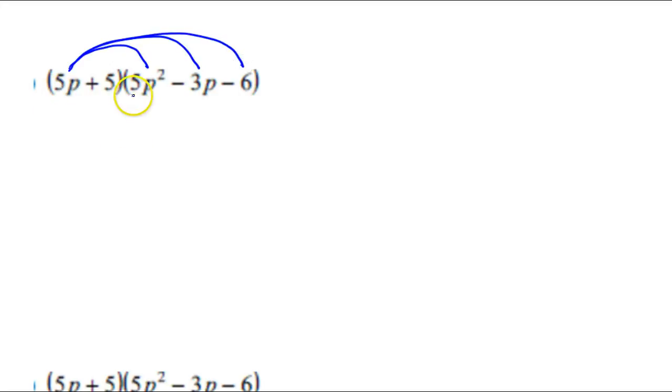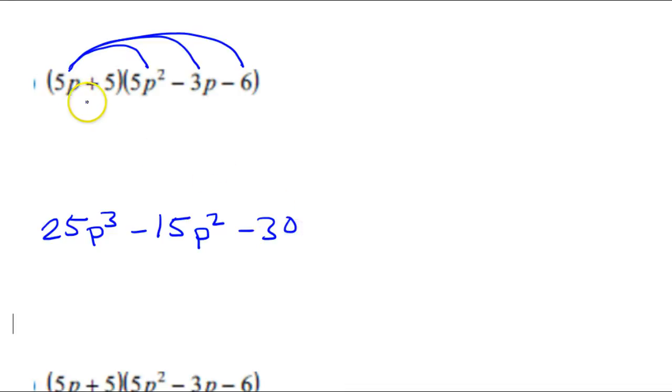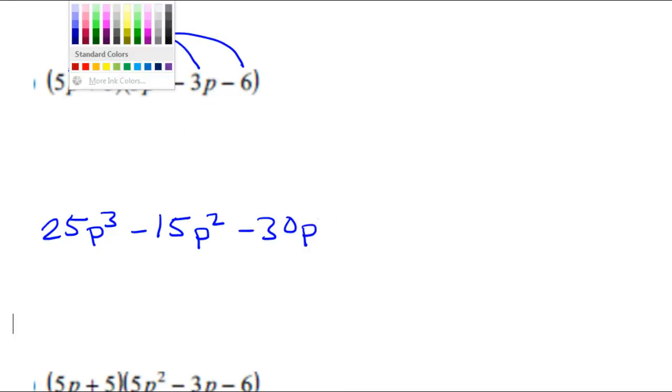Alright, so 5p times 5p squared. Well, 5 times 5 is 25. P times p squared is p to the third power. Now 5p times negative 3p, well 5 times negative 3 is negative 15, and p times p is p squared. Now 5p times negative 6. 5 times negative 6 is negative 30, and then we've got the p, so negative 30p. So we have now distributed the first one.